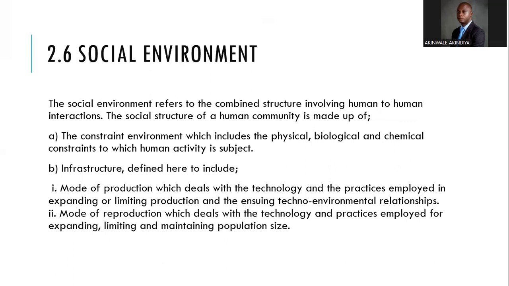All right, so the social structure of the human community is made up of the constrained environments, which include the physical, biological, chemical constraints to which human activity is subject. B, infrastructure. So your mode of production, which deals with the technology and the practices employed in expanding or limiting production and the ensuing techno-environmental relationships. Mode of reproduction, which deals with technology and practices employed for expanding, limiting, and maintaining population size.